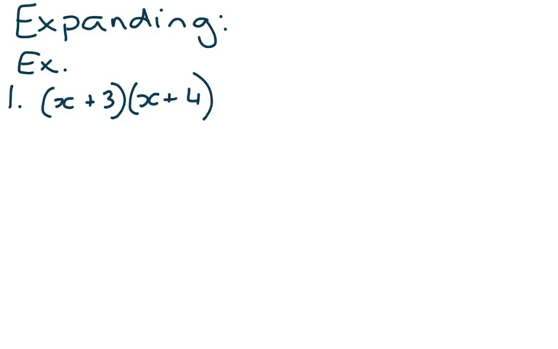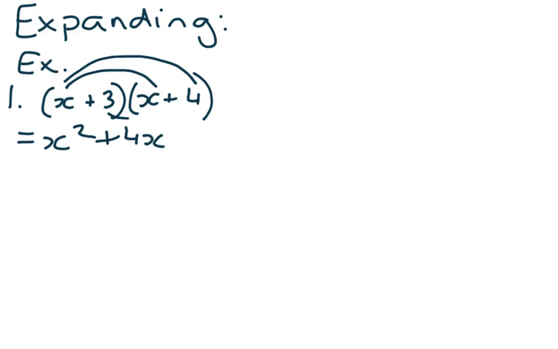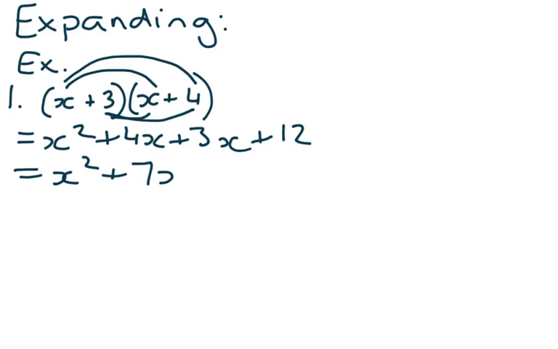Okay, so just to recap, remember when we expand binomials, we use FOIL: first, outside, inside, last. So we go first, which is x squared, outside, which is 4x, inside, which is 3x, and then last, which is 12. Once you get to here, you also have to collect the like terms, so the 4 and the 3 become 7, and then you've got your final answer.